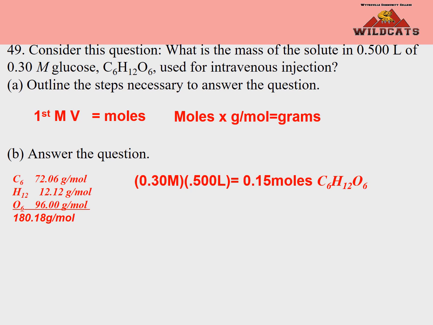M times V gives us 0.15 moles. 0.15 moles times the molar mass gives us 27 grams, and that's our final answer. It would be 27 grams of glucose.